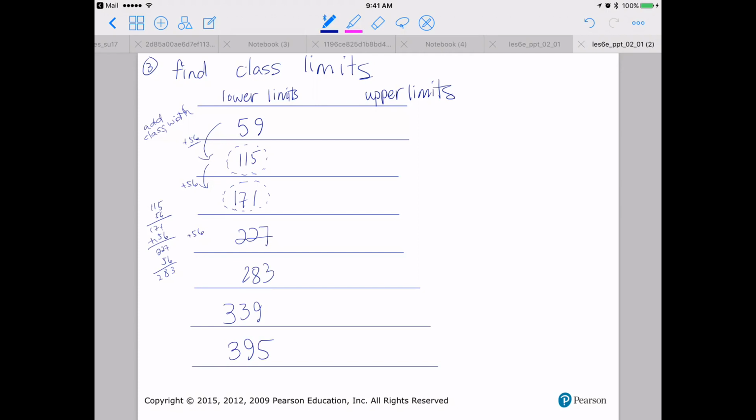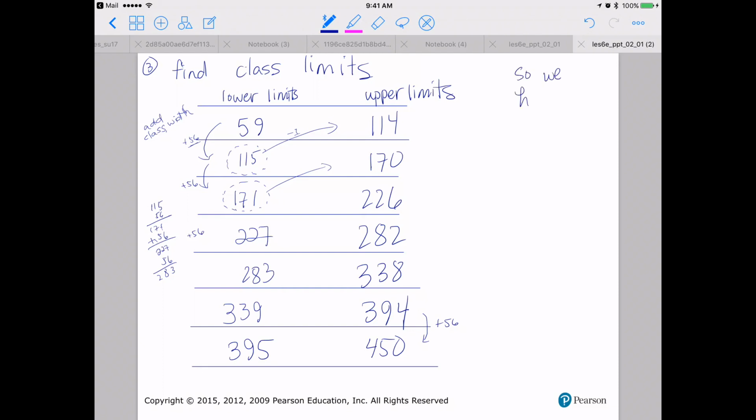Now, to get my upper limits, pretty easy. I'm going to subtract 1. So the 115 is going to go to 114. Okay, 171 is going to go to 170, 226, 282, 338, 394. And now to get this last one here, I'm going to add 56. So 394 plus 56, 450.